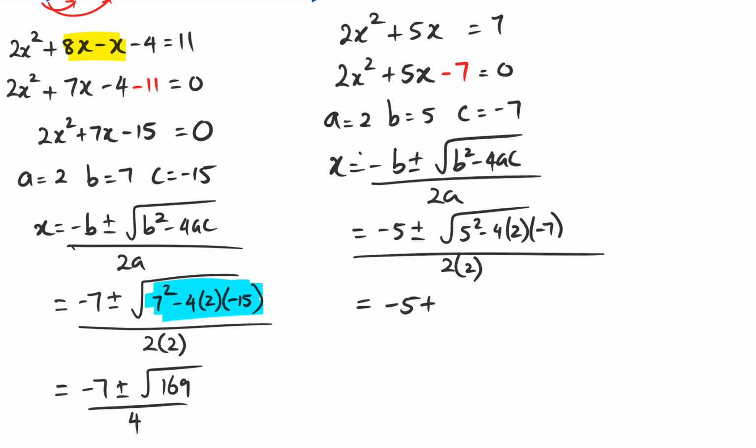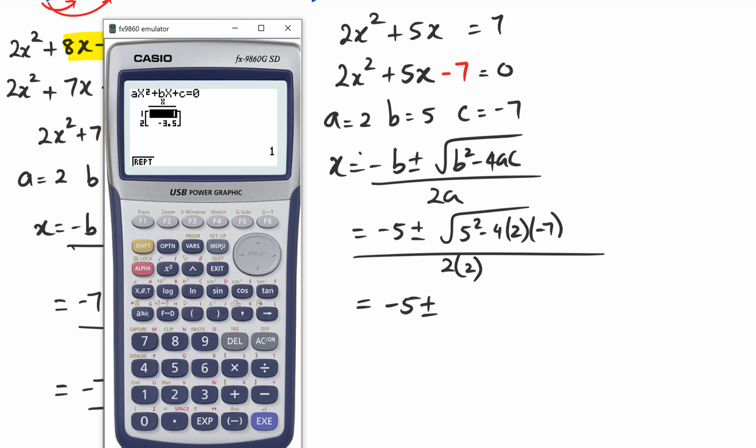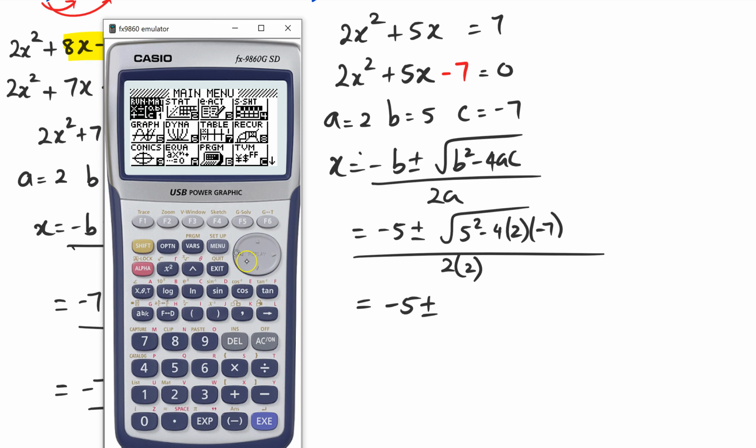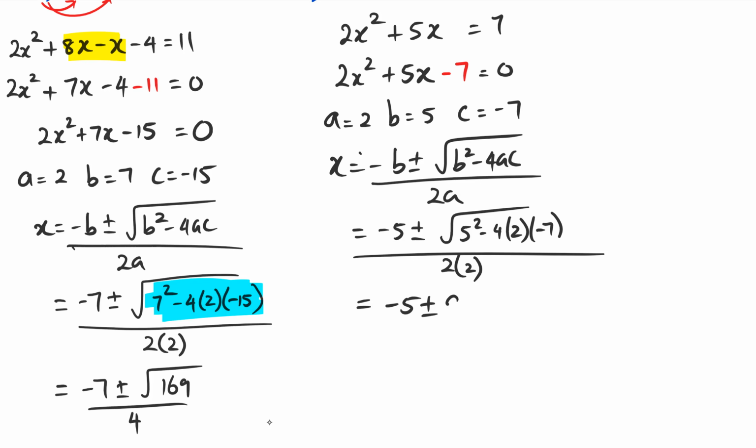So we're going to get negative 5 plus or minus. Now I'm going to do this, whatever's in this square root in one line. If you want to do it in one line, you can do it. But just remember, you got to start with a bracket after that square root symbol. And this can be done in your regular calculator as well. So square root symbol, and then a bracket, and then I'm going to go 5 squared minus 4 times 2 times negative 7, and then close bracket. Nice number, 9. So I've got negative 5 plus or minus 9 over 2 times 2 is 4.